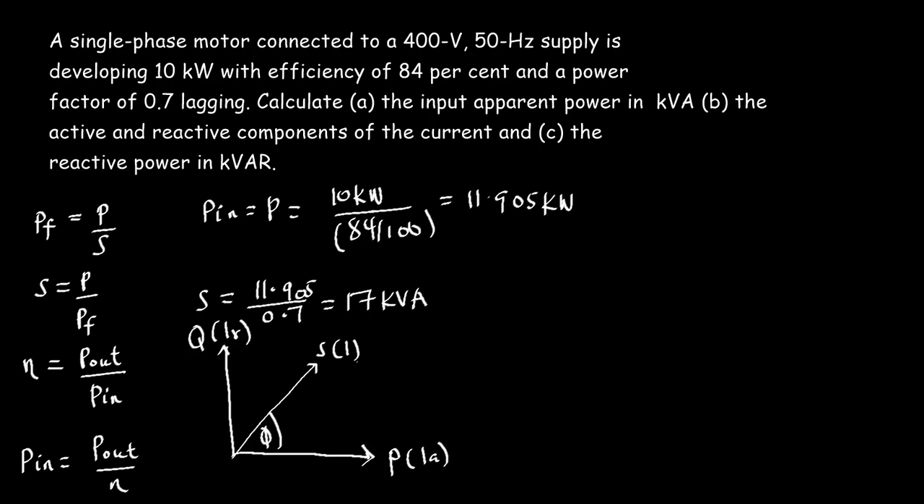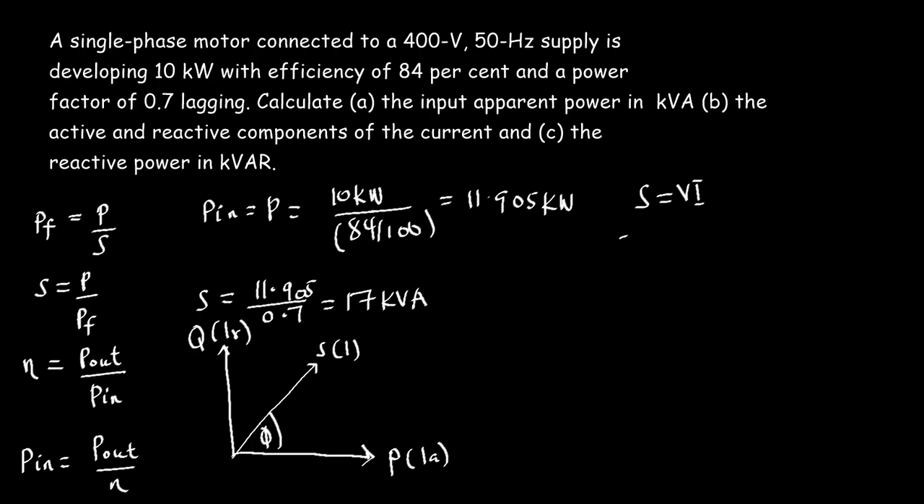So how do we find the total current in this circuit? We know that the apparent power is the total power in this circuit. So apparent power equals the total voltage in the circuit times the total current. This is the current that you are looking for. If you're able to find this current value, we will be able to find the active and reactive component of the current.